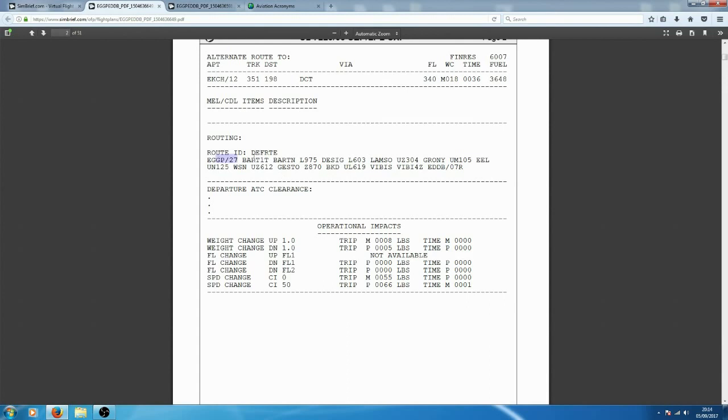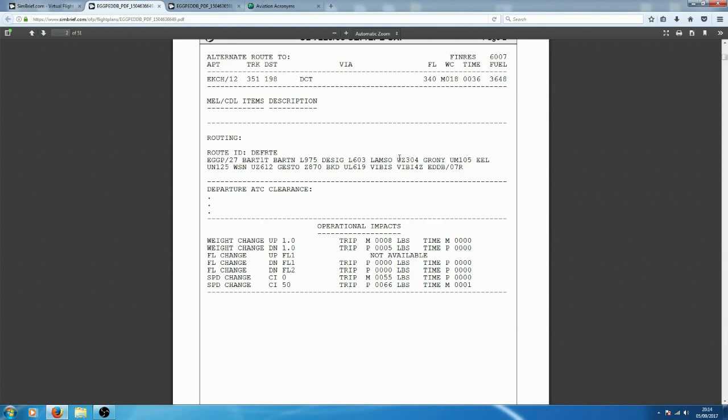Routing, this is going to be your route that you'll pass on to ATC, your route ID. Simple enough, that's just your route ID. So it'll be Echo Golf Golf Papa departure from runway 27. It'll be the Barton 1 Victor, which will be your SID. Lima 975, which is a low altitude airway, to Desig. Then Lima 603 to Lamso.